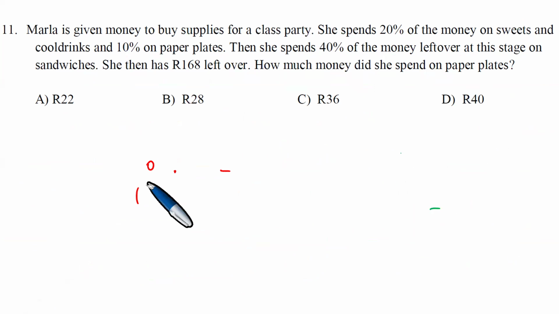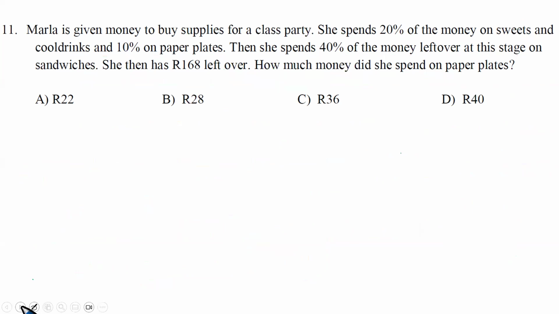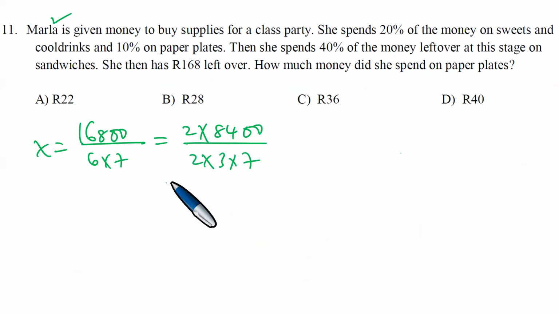So it's going to yield one of the answers here. Let's check what we get x to be. It's 16800 divided by 6 by 7. We need to simplify this. It must simplify to one of the options. 168 we said is 2 by 84, so 2 divides into 100, and we get 8400 divided by 3 by 7.